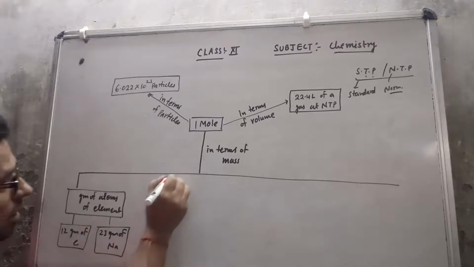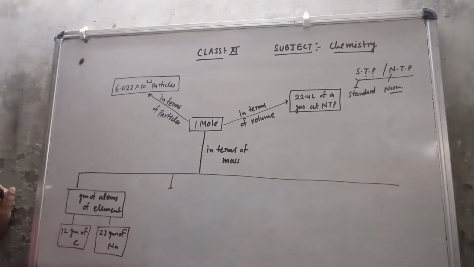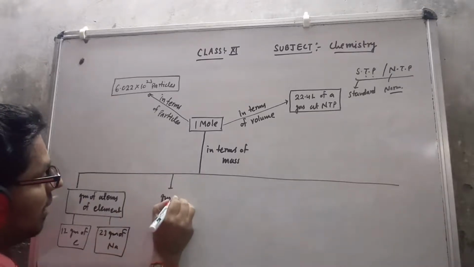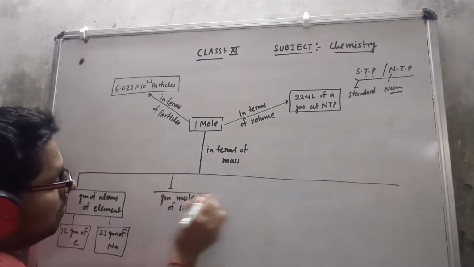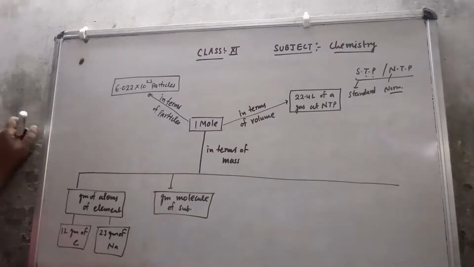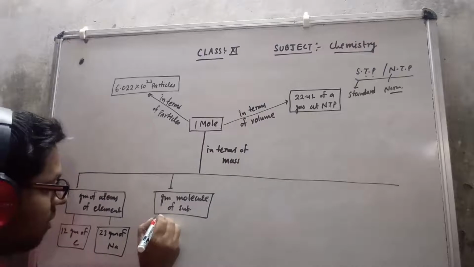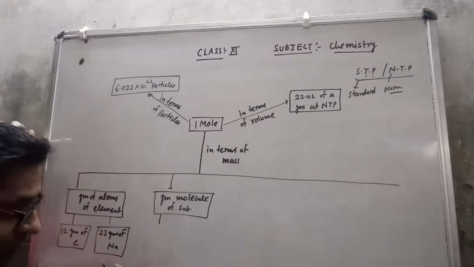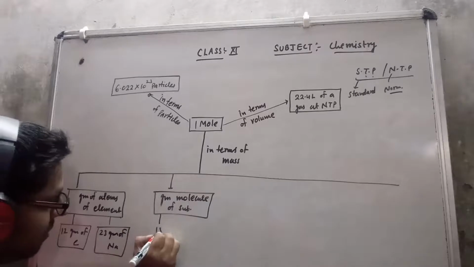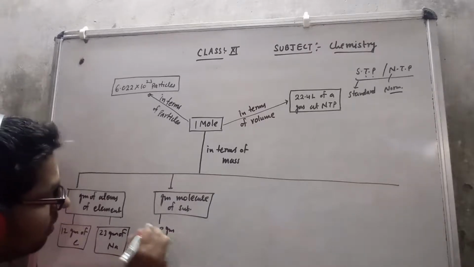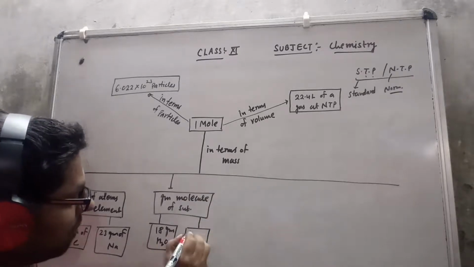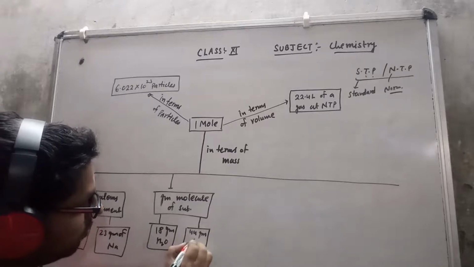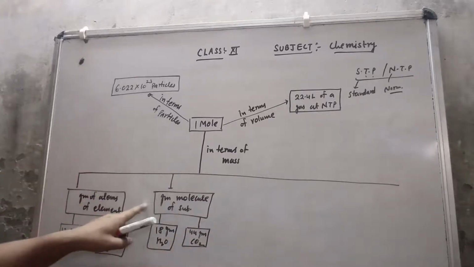Now suppose it is not in the form of an atom, it is a molecule. So it is gram molecule of substance. Suppose I have a molecule of water, then what is the mass of one molecule of water? This is 18 gram of H2O. Same, suppose I have a molecule of carbon dioxide, then the mass is 44 gram of CO2. So that means 1 mole equals gram molecular mass of substance.